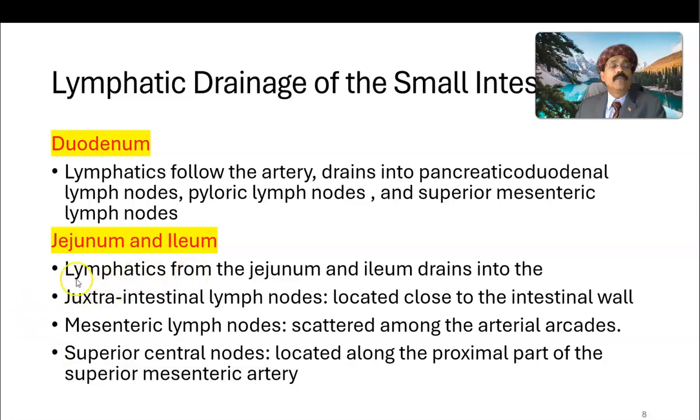Okay. Jejunum and ileum: lymphatics from the jejunum and ileum drain into the juxta-intestinal lymph nodes located close to the intestinal wall. Mesenteric lymph nodes are scattered among the arterial arcades. Superior central nodes are located along the proximal part of the superior mesenteric artery. For the upper part of the duodenum, some lymph also goes to the celiac group of lymph nodes, but eventually all of them end up in the cisterna chyli, then the thoracic duct.